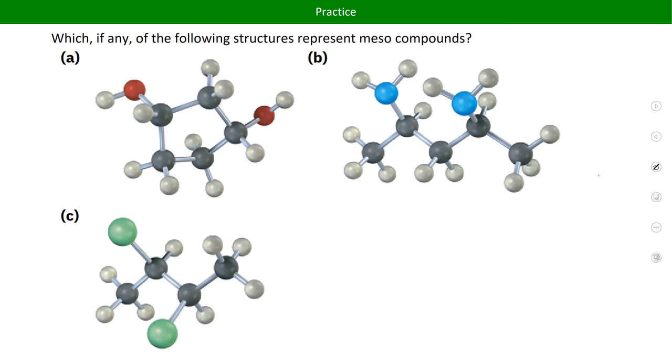All right, so just a real quick one. Which of these are meso compounds? Again, drawing a ball and stick makes it trickier, huh? But it's B. Yeah, B, because if we redrew it as a skeletal structure, that shows up pretty quickly, right? Pretty easy to see that mirror image. A as well. A looks like it as well, right? If we flatten that cyclopentane out.